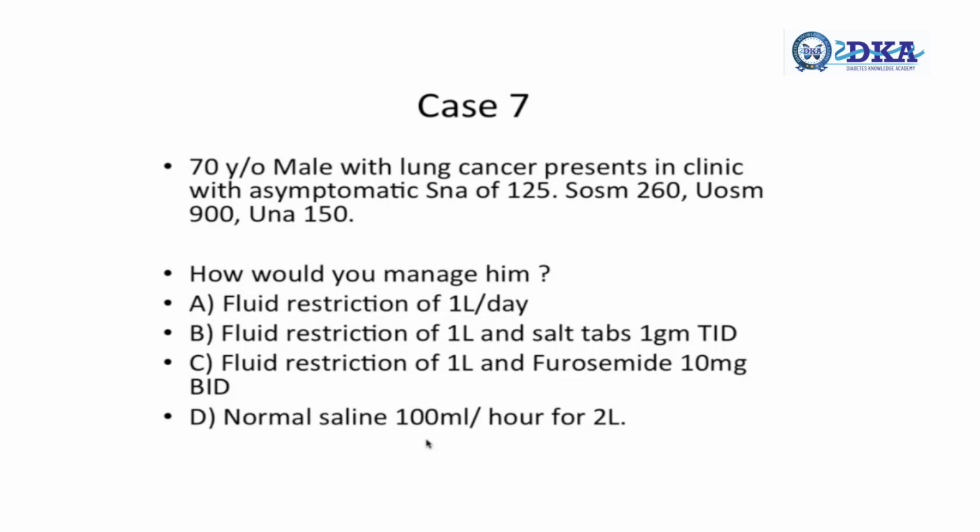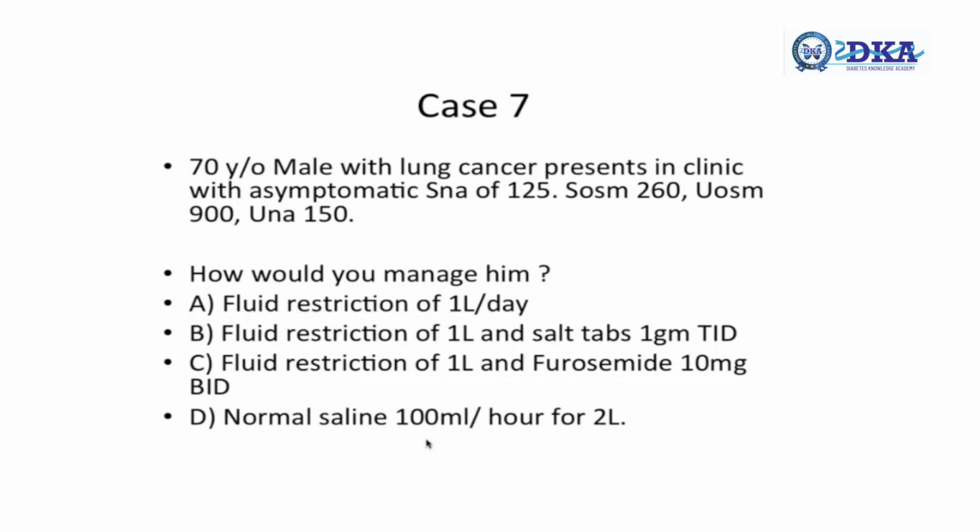It's SIADH. Because if you apply the earlier algorithm which I told you, if the urine osmolality is more than 100 and urine sodium is greater than 40, it is consistent with SIADH or hypocortisolism or hypothyroidism. When you exclude hypocortisolism and hypothyroidism by the appropriate tests, including normal kidney function, if you exclude all three, what is left is SIADH. So this is a case of SIADH.